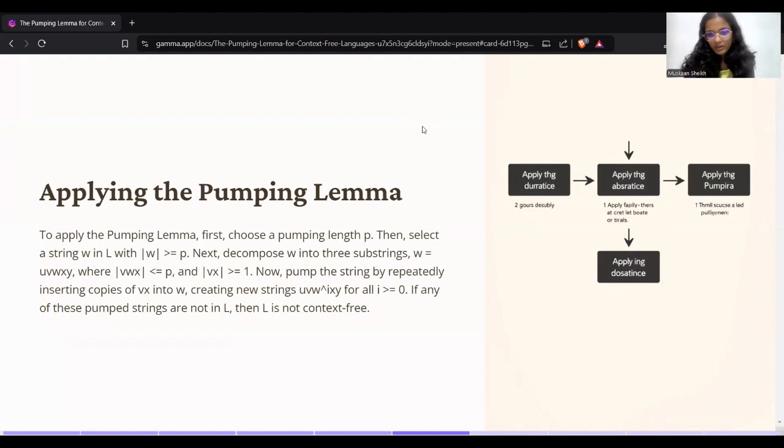Now pump the string by repeatedly inserting copies of V and X, creating a string U V^i W X^i Y for all i greater than or equal to 0. If any of these pumped strings are not in L, then L is not context-free.